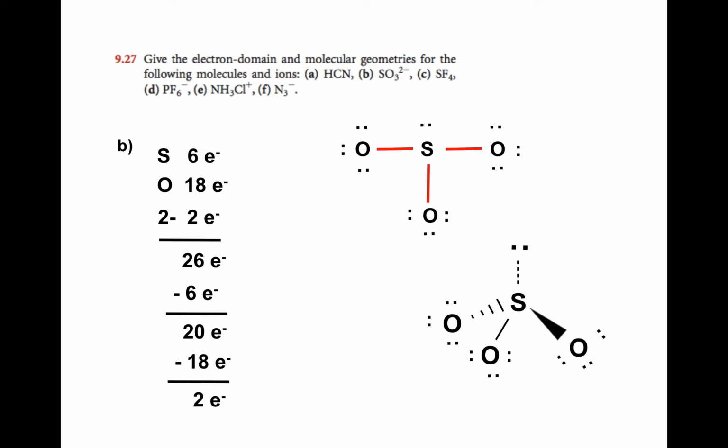We get a pyramidal geometry as far as the atoms are in relation to each other. But it's a tetrahedral arrangement of all the electron pairs, right? So we have that lone pair up there, so a tetrahedral geometry of all the electron pairs, a trigonal pyramidal for the molecule.